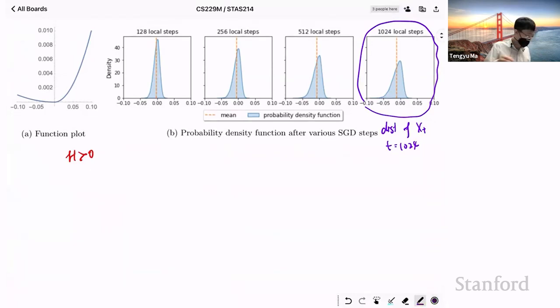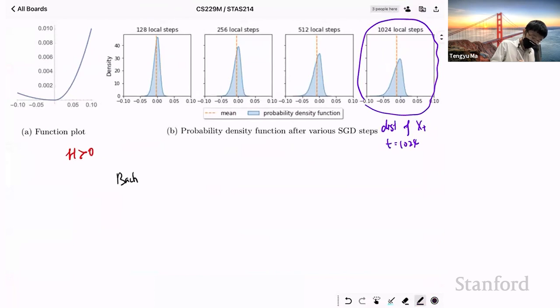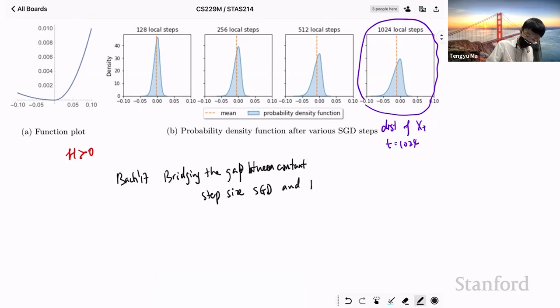There is this paper by Bach, 2017, bridging the gap between constant step size SGD and Markov chains. So this paper characterized this effect for the convex case.